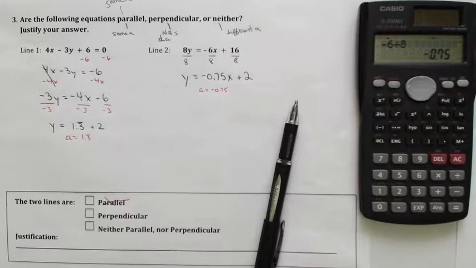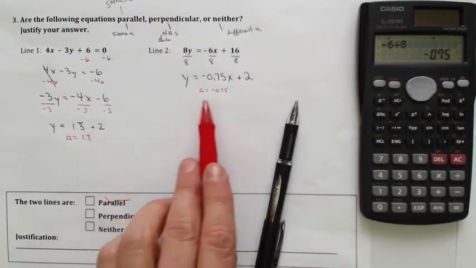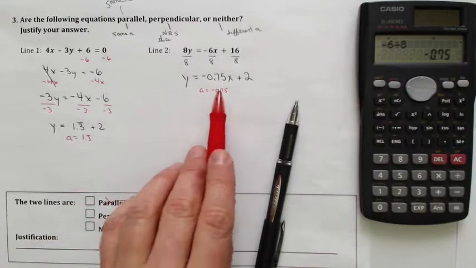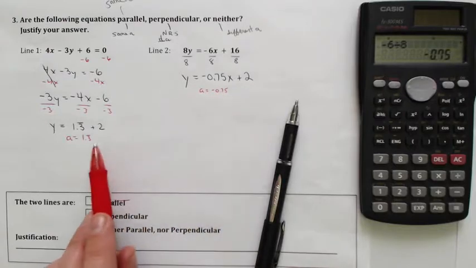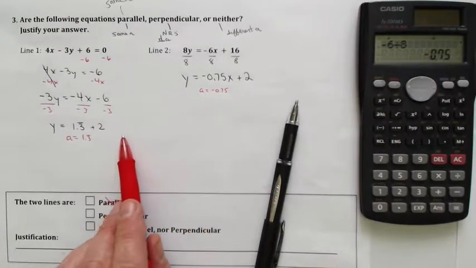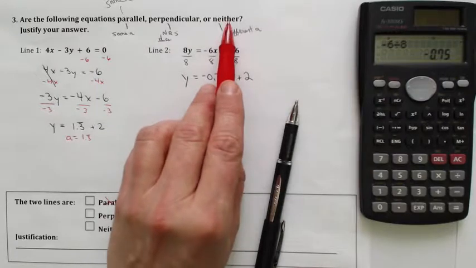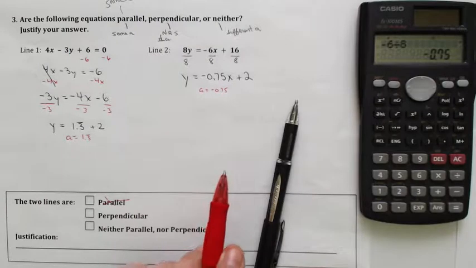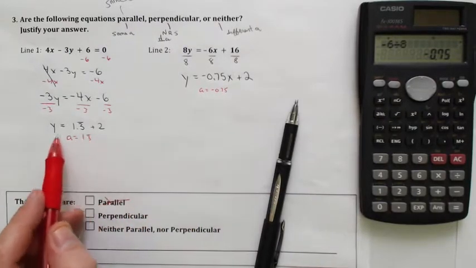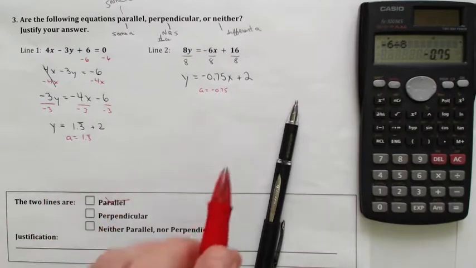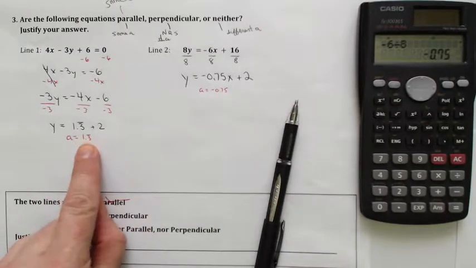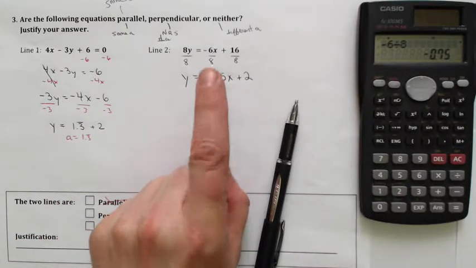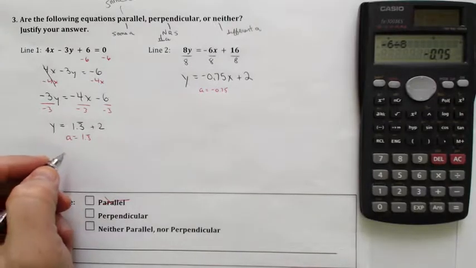There's no way that these lines are parallel. So the question is, are these numbers negative reciprocals of each other? And if they're negative reciprocals of each other, then these would be perpendicular lines. If they're not negative reciprocals of each other, and they're not the same, then that tells us these lines are neither parallel nor perpendicular. They're just 2 differently sloped lines that cross somewhere. So how do I do that? Well, I have to take the negative reciprocal of this A right here. And when I take the negative reciprocal of 1.3 repeating, if I get this number, then this tells me that the lines are perpendicular. So we'll see what happens.